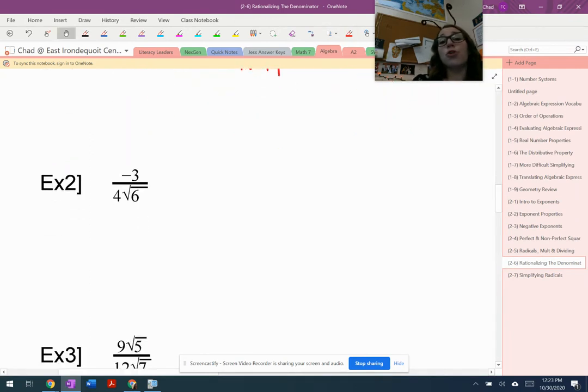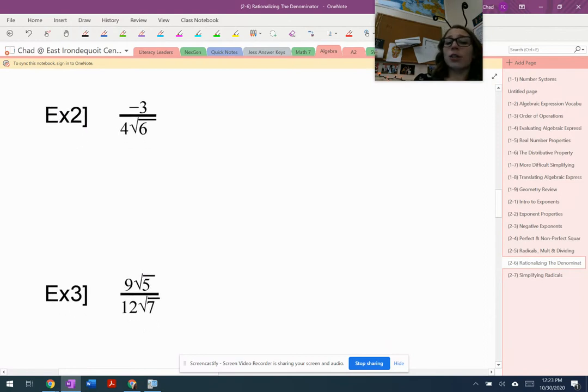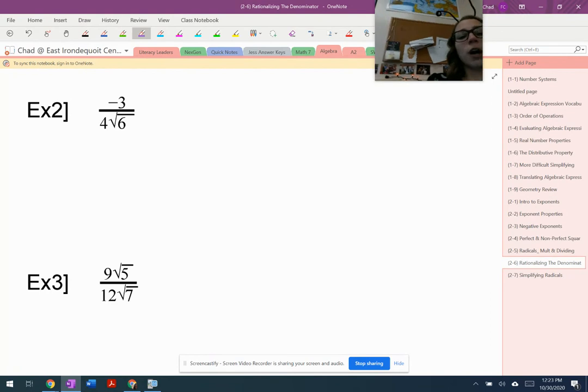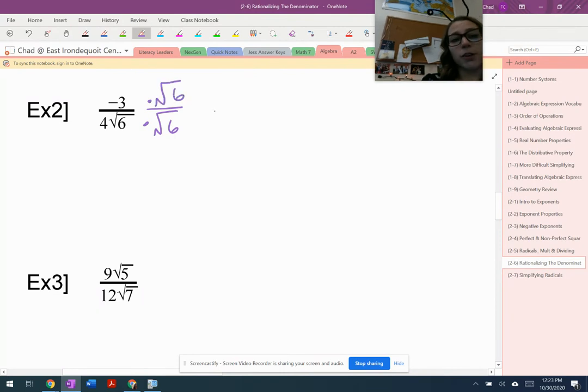Next, example 2. So this one's getting a little bit more complicated. We have a couple extra pieces involved, but never fear, we can do this, I promise. So looking at this example 2, what is the irrational piece? Is it the -3? Is it the 4? Is it the square root of 6? It's the square root of 6. Good job. So I'm going to multiply both the top and the bottom of that fraction by the square root of 6.